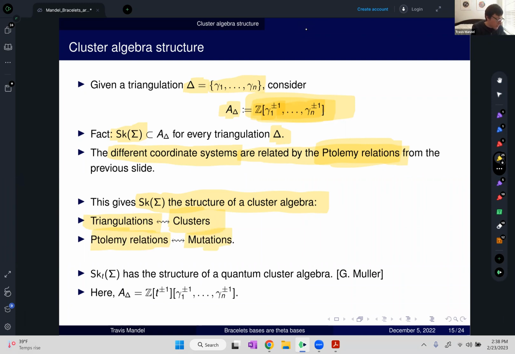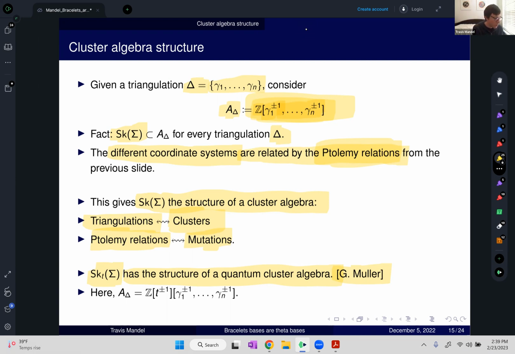So now the Skein algebra has a cluster algebra structure, and Greg Muller showed that the quantum Skein algebra has the structure of a quantum cluster algebra. In the quantum setting, it's similar. You have quantum mutations, which are similar, but you have to put extra t's in the right places.